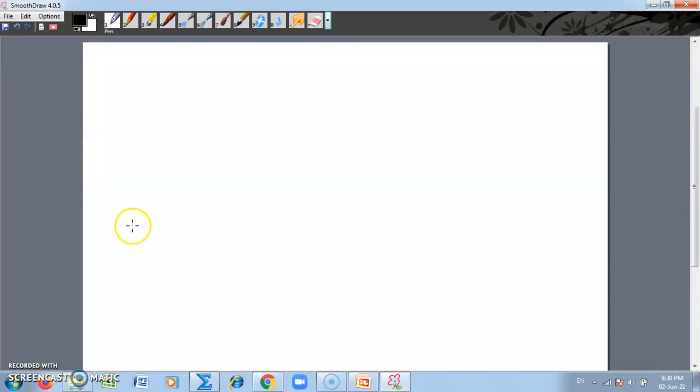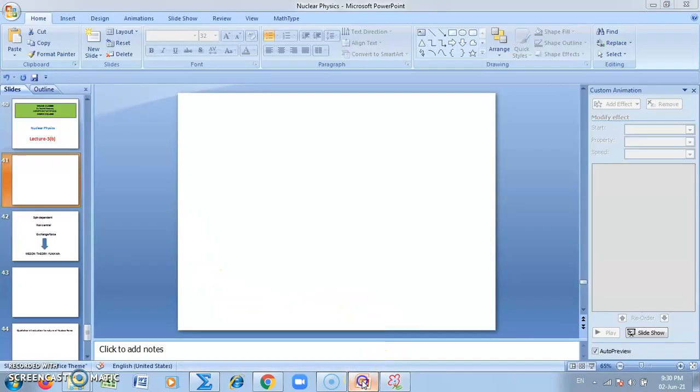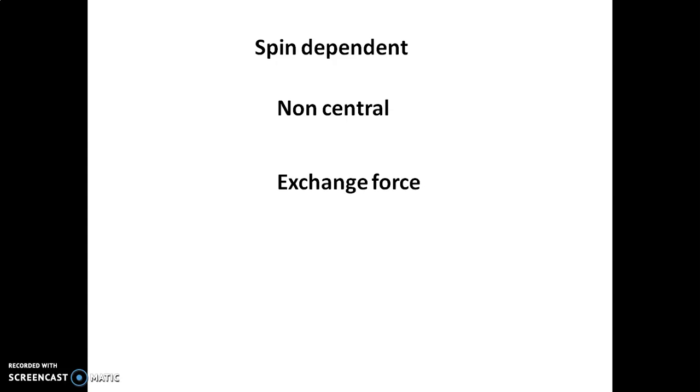Now I would like to move back to our slides, and as we are discussing the nuclear force, we have done what is long, short range and all these things, attractive, very strong force, but we did not look at these things called spin dependent force, then non-central force, and exchange force. Now students, what is spin dependent force?